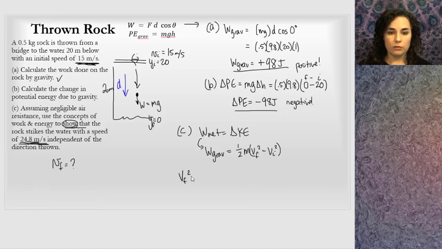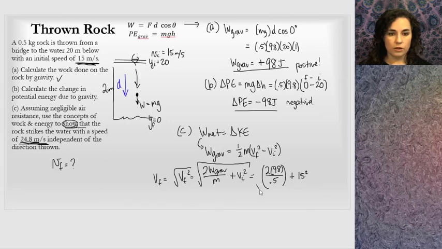So if I solve this equation for V final, that would let me solve for it. V final, I'll put squared here, equals 2 times the work of gravity divided by m plus V initial squared when you do algebra on this. You can pause it if you need to check my algebra, but that's what it is. V final is the square root of all this stuff. And I can plug it in. 2 times 98 divided by the mass, which is 0.5, add on 15 squared, and then when I get done with all that calculation, I'll square root it.